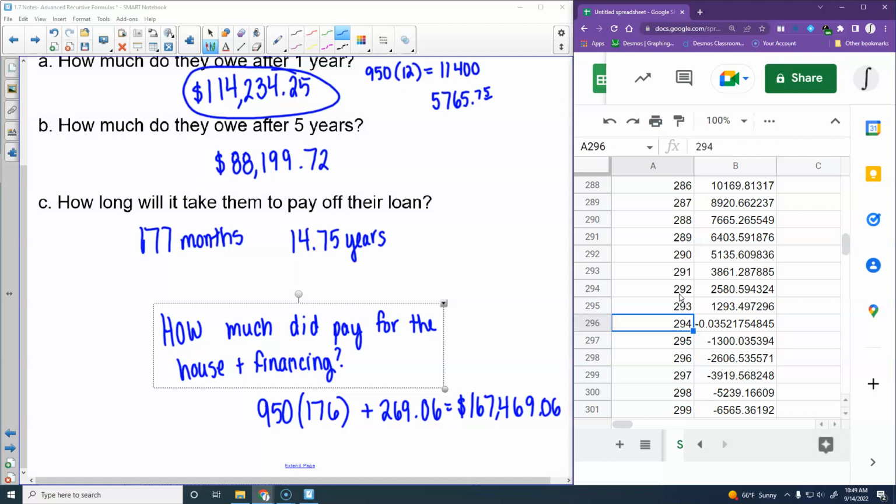294 times 1,300 would be $382,000 you'd have to pay for that house. That's a $200,000 house. That is realistic. That is not. So you would pay $180. You would almost pay double the price of the house because you're financing it.